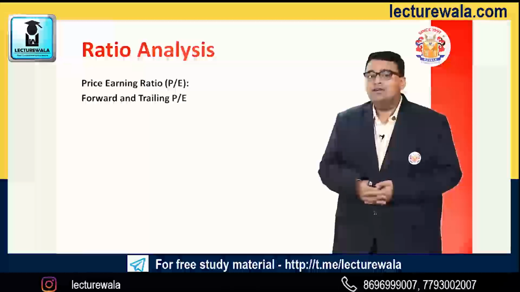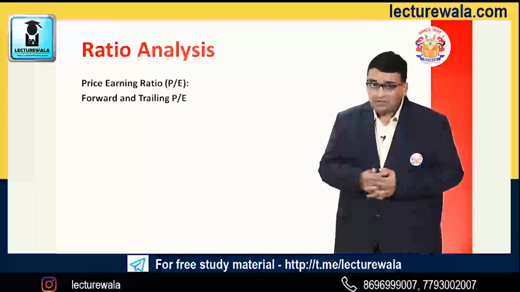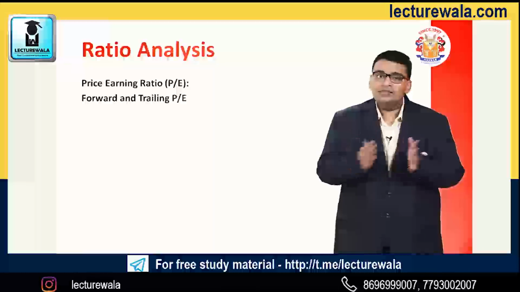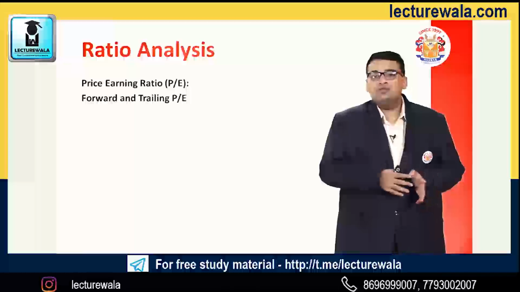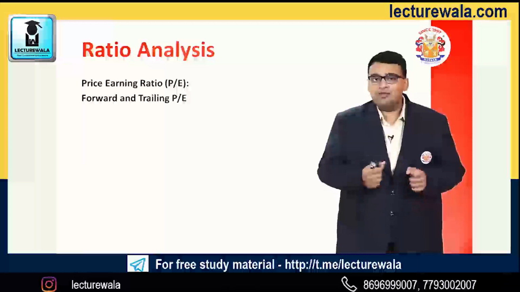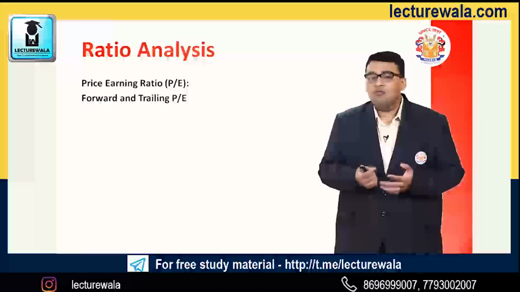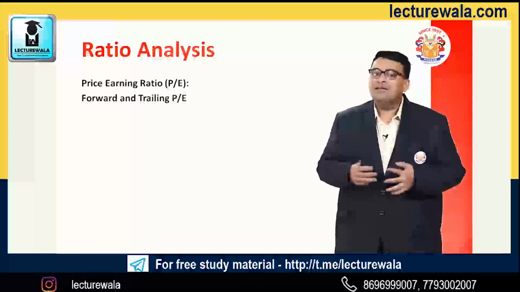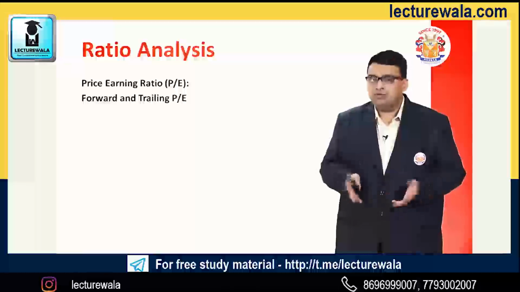Now we will discuss the trailing PE ratio. Sir, what do you mean by the term trailing PE ratio? So the trailing PE ratio wants to say that the company is showing its past 12 months data, and based on that past 12 months data, the company will show its results. It will be shown in the form of PE ratio. Now in the forward and trailing, the common thing is that the company is going to see the data of 12 months only.